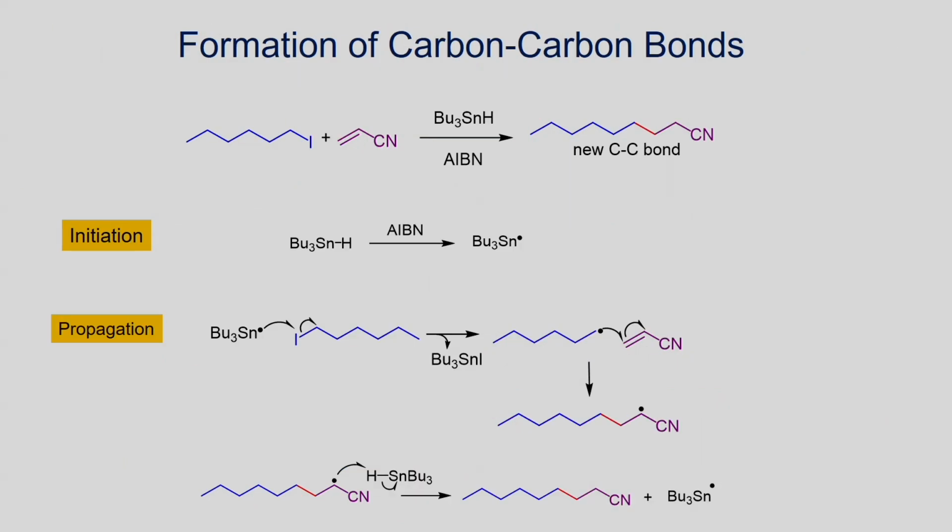So far we have seen some examples for carbon carbon bond formation through radical pathway. Now let us look at some more examples. Here the reaction of acrylonitrile with this alkyl iodide is shown in the presence of tributyl tin hydride and AIBN.